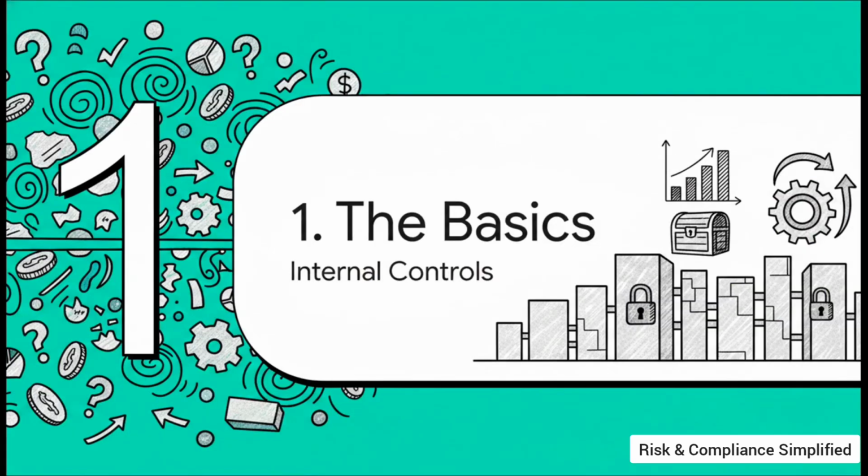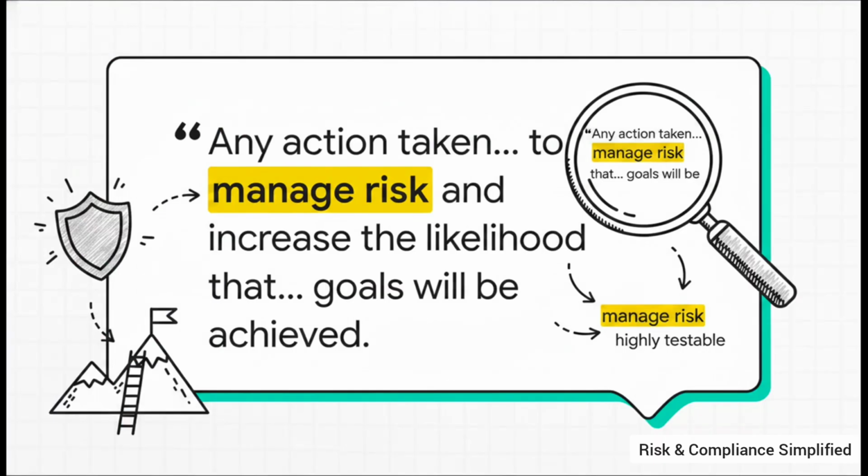All right, Section 1, the basics of internal controls. Think about it. Without controls, a massive global organization would literally be absolute chaos. Assets would go missing, data would be totally corrupted, and operational risks would just constantly derail your goals.